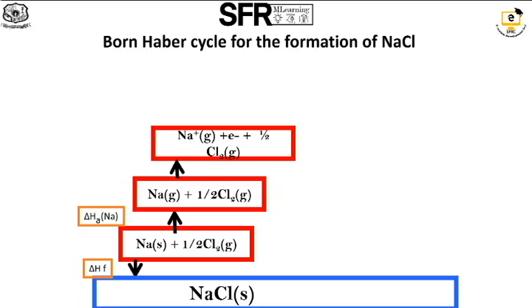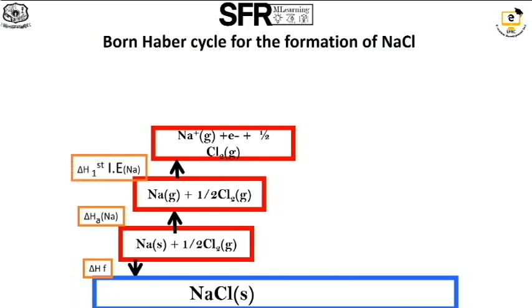Next step is the ionization of metal into metal ion. Each metal atom absorbs energy equal to its ionization energy and loses its outermost electron to form a cation. It is an endothermic process, so here also we put the positive sign associated with the ionization potential or ionization energy. It indicates the absorption of energy in the process.